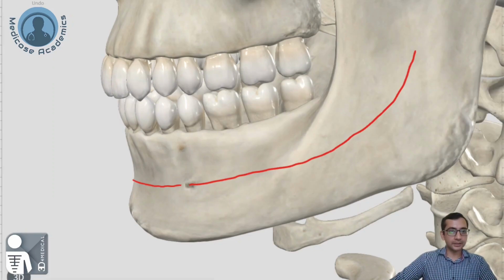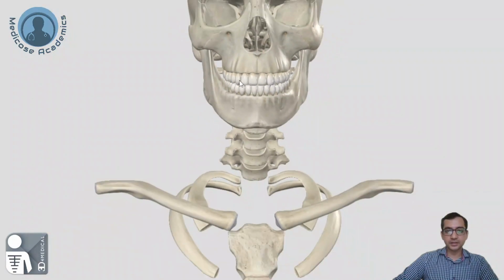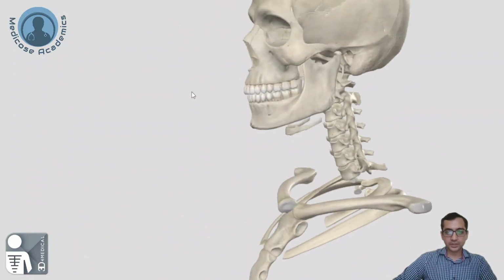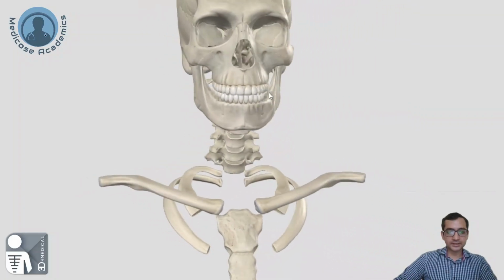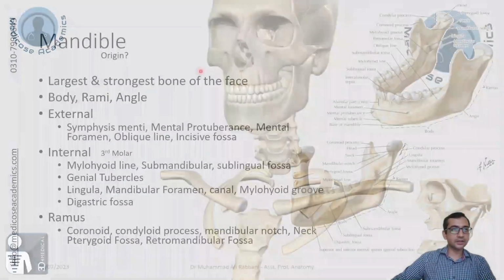Let me get to the point zero and we will move to the next set of bones. So this is the mandible, this is what we talked about. Let's move on.